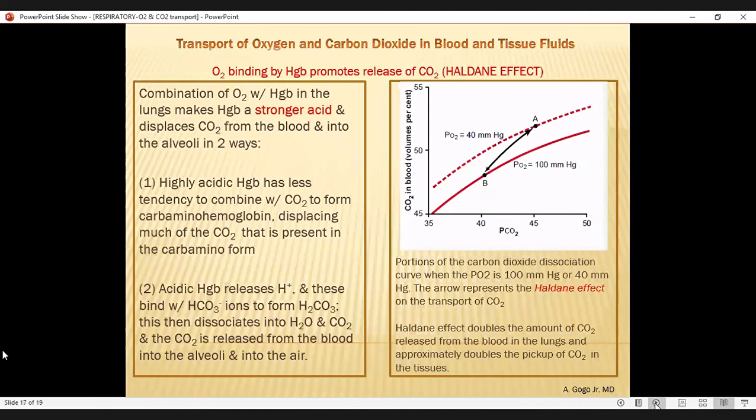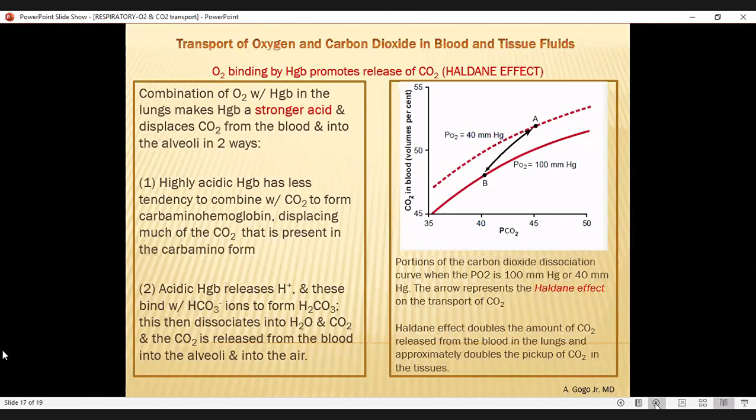Oxygen binding of hemoglobin promotes release of carbon dioxide. And this is your Haldane effect. Because combination of oxygen with hemoglobin makes hemoglobin a stronger acid. So it displaces carbon dioxide from the blood and into the alveoli. Because hemoglobin is more acidic than CO2, instead it will displace the CO2 that is present in the carbamino form. And so the CO2 will diffuse towards the alveolar area.